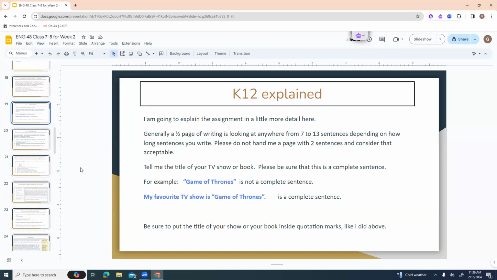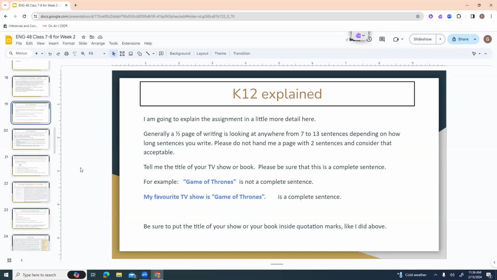Generally, a half page of writing is anywhere from 7 to 13 sentences, depending on how long you write, right? Some people write very long sentences, in which case 7 might do it. Some people write much shorter sentences, so 13 or 15. Don't worry about the number of sentences. I'm just giving you an example. Please, please, please, though, do not hand me a page with 2 sentences and consider that acceptable. I will just write, please redo. I won't even mark it if it's that short, okay?